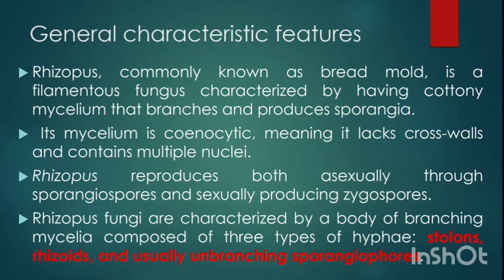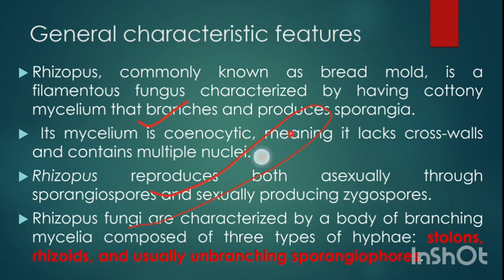So at first, the general characteristics or morphology. It is known as bread mold. It is a filamentous fungus, that means the body is filamentous, having cottony mycelium. So they have a cottony appearance, and branches produce sporangia. The mycelium is cenocytic. Cenocytic means they do not have cross walls. Suppose this is the fragment, this is the mycelium. They do not have cross walls or cell walls between their cells.